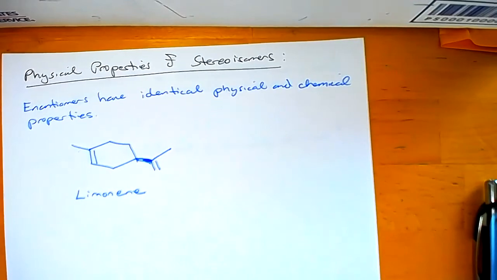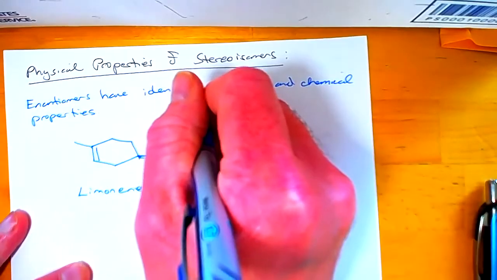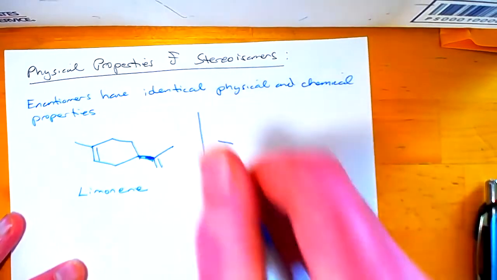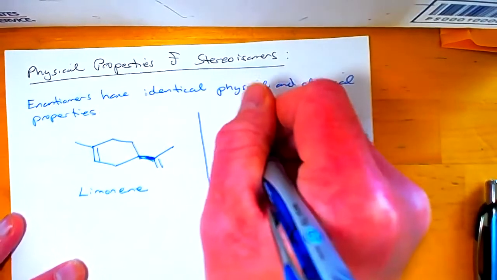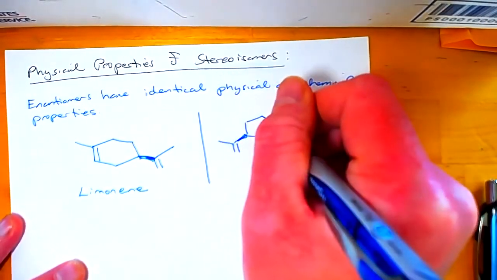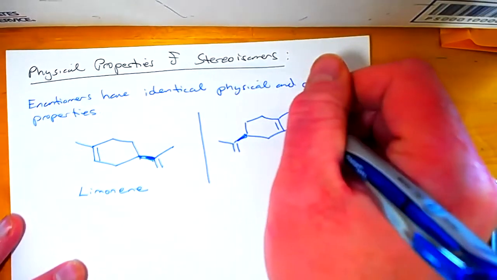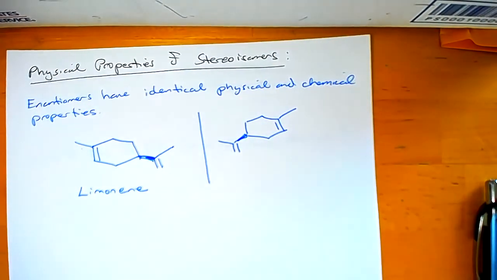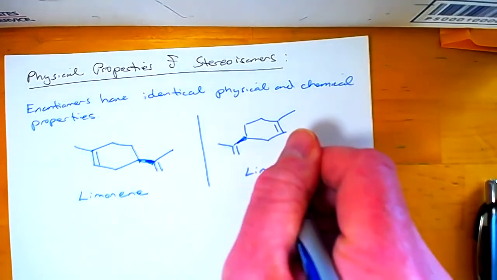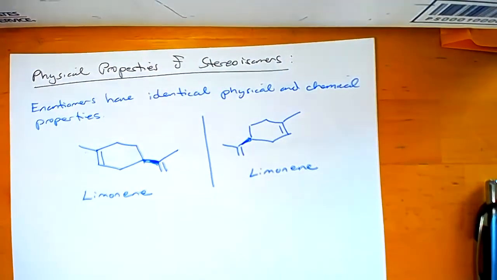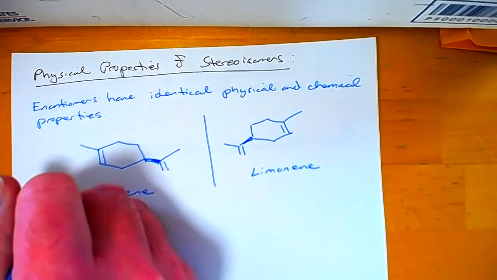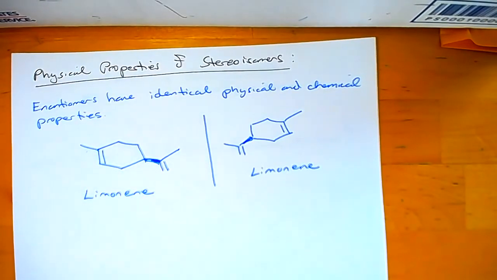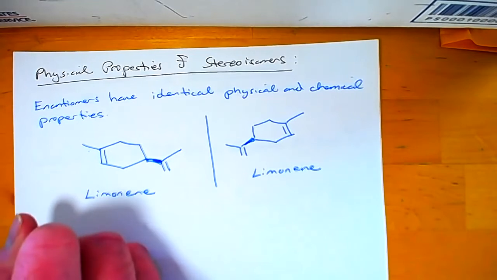And this compound has a related enantiomer that is also known as limonene. So the way that we differentiate them, and the way that you can differentiate enantiomers in the laboratory, is by putting them in what is known as plane polarized light.